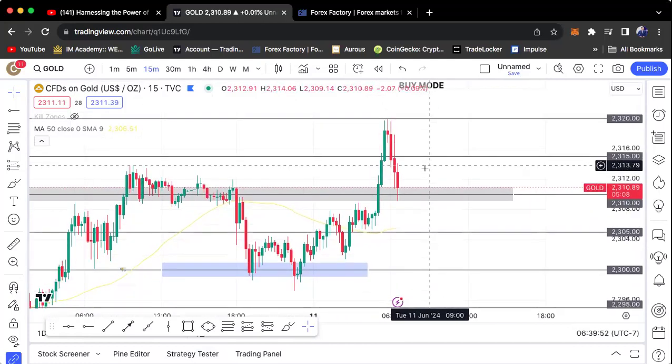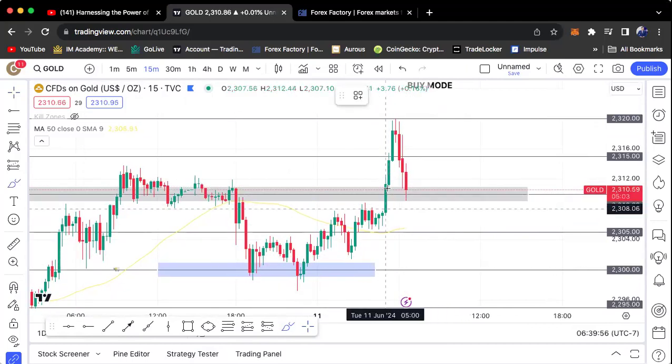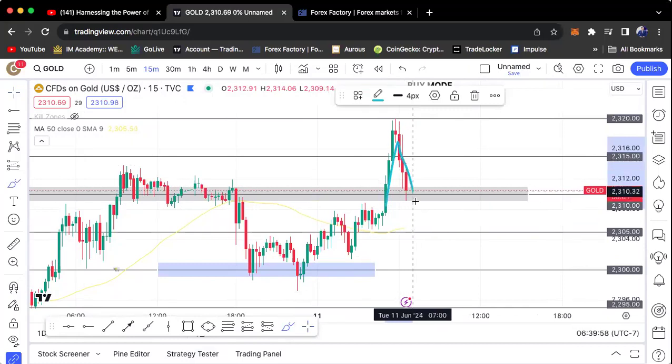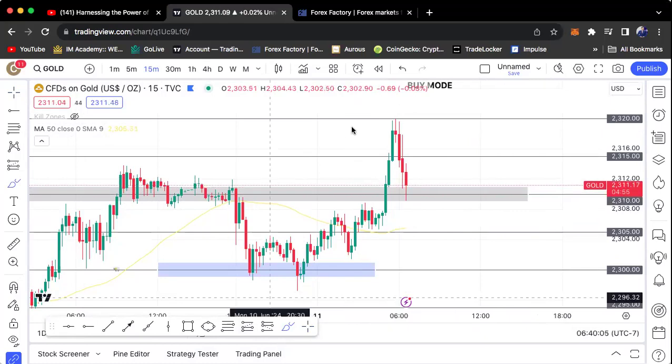Now, as you guys can see here, right now price is retesting this. Price broke above, now it's coming back to retest. I'm waiting for a confirmation candle to see if it's going to respect.